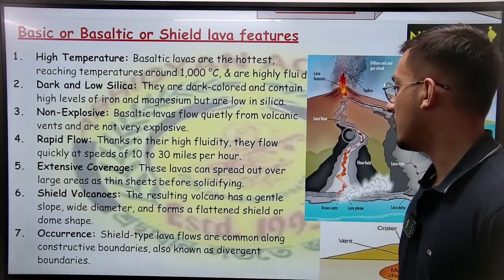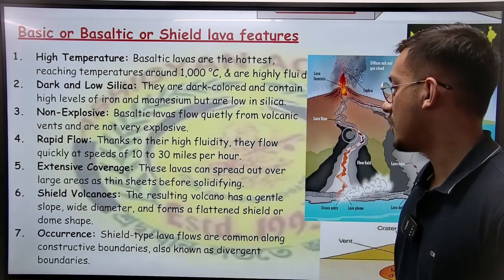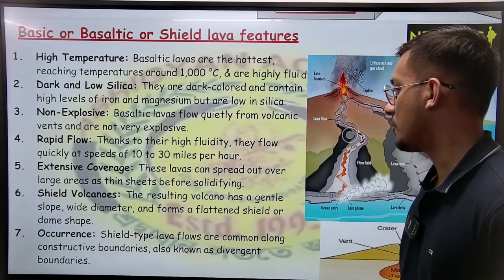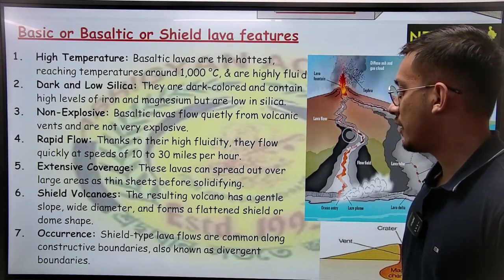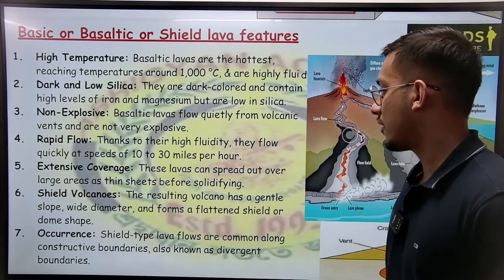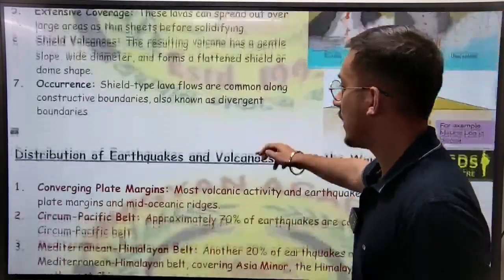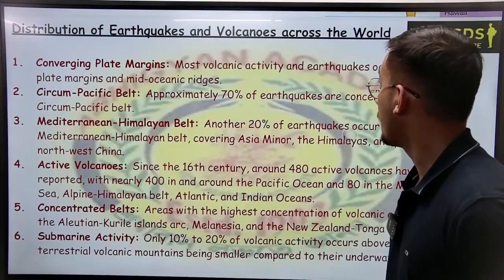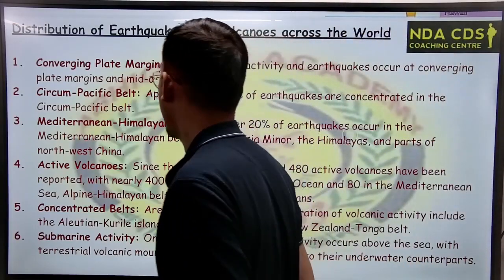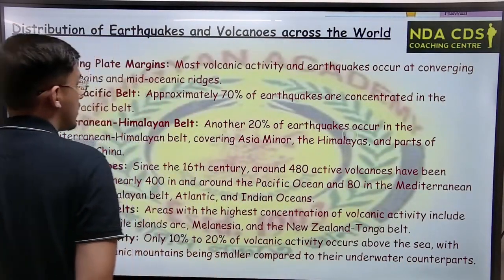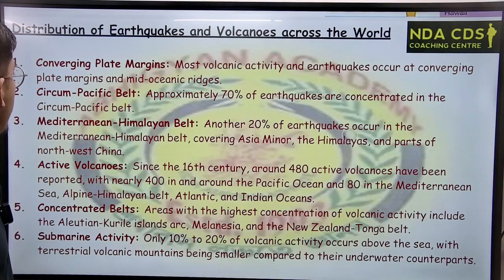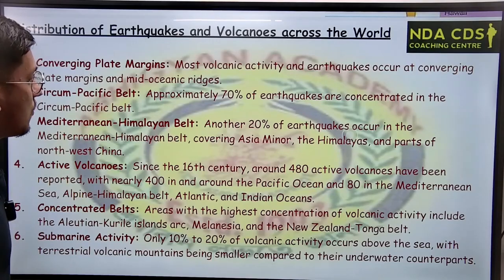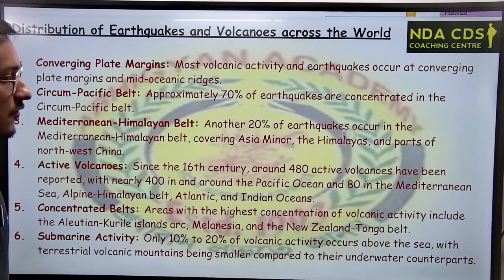Shield volcano. The resulting volcano has a gentle slope, wide diameter, and forms a flattened shield or dome shape. Occurrence. Shield type lava flows are common along constructive boundaries, also known as divergent boundaries. Now we have distribution of earthquake and volcanoes. Converging plate margin. Most volcanic activity and earthquakes occur at converging plate margins and mid-oceanic ridges. Circum-Pacific belt. Approximately 70% of earthquakes are concentrated in the Circum-Pacific belt.